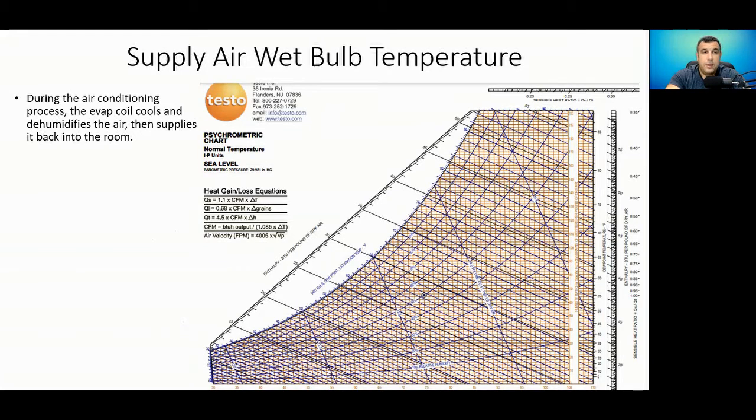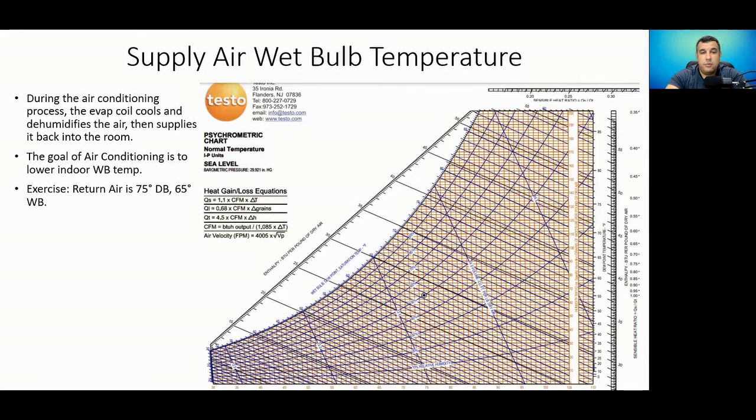It's also important for us to be able to read and understand wet bulb temperature on the supply side as well. During the air conditioning process, the evaporator cools down the air. It cools it down past its dew point. Water starts falling out of the air in the form of condensate, and the air is now cooler and less humid. So it cools and dehumidifies that air, and then it supplies it back into the room where it mixes with the air in the room, and it brings the room conditions down. So the goal of air conditioning is really to lower not only our dry bulb temperature, but also our wet bulb temperature. So let's do an exercise.